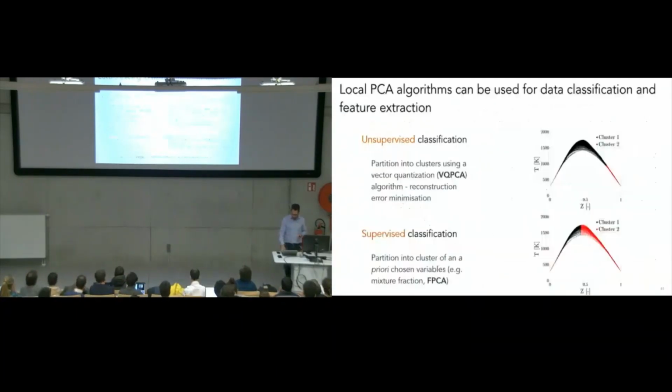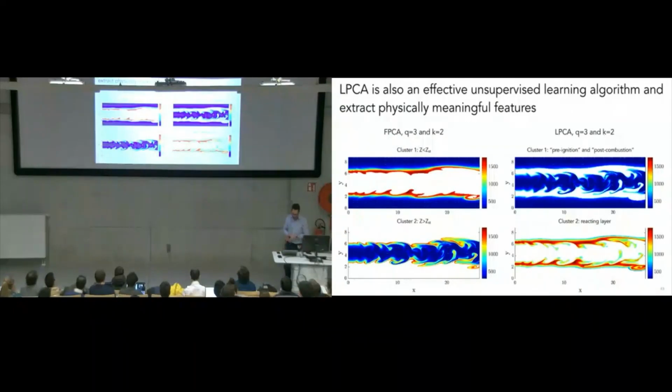To give you an example, looking at the same data set I had before, if you do a mixture fraction partitioning, so a supervised partitioning of this data, what you get is simply that I'm splitting the data into the rich side, so the air side, and the fuel side. But if I ask VQPCA to find two clusters, you see that it's very clever, because it will extract the reacting layer from the non-reacting one. So it's really getting an important feature of my flame.